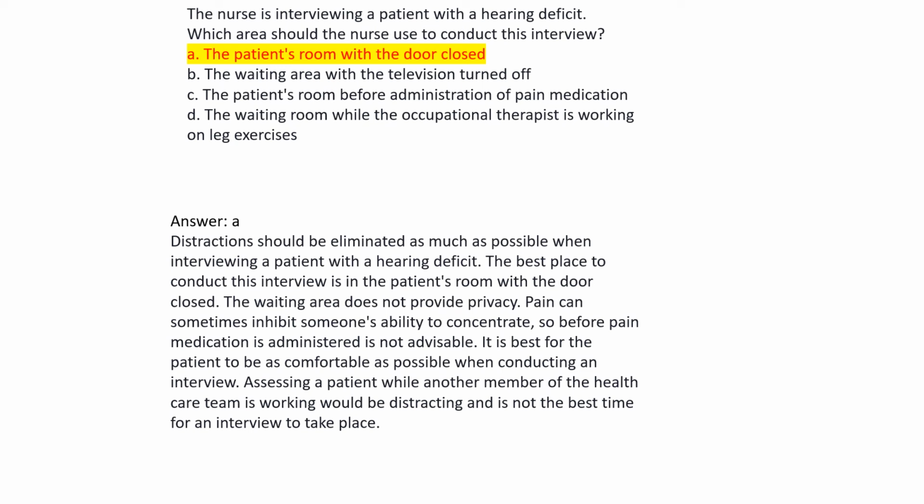Answer A. The patient's room with the door closed. Distractions should be eliminated as much as possible when interviewing a patient with a hearing deficit. The best place to conduct this interview is in the patient's room with the door closed. The waiting area does not provide privacy. Pain can sometimes inhibit someone's ability to concentrate, so before pain medication is administered is not advisable. It is best for the patient to be as comfortable as possible when conducting an interview. Assessing a patient while another member of the healthcare team is working would be distracting and is not the best time for an interview to take place.